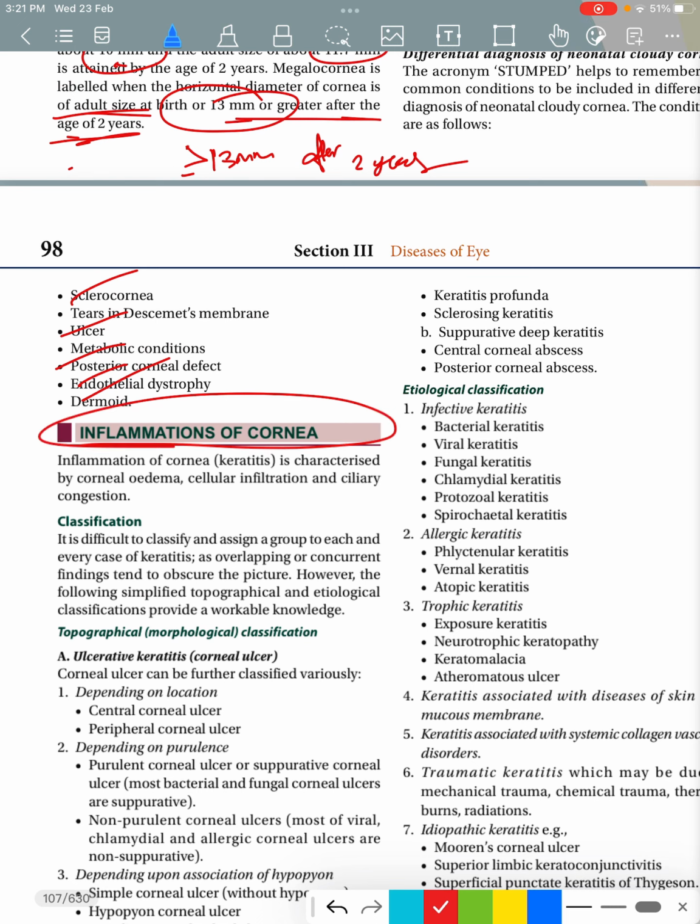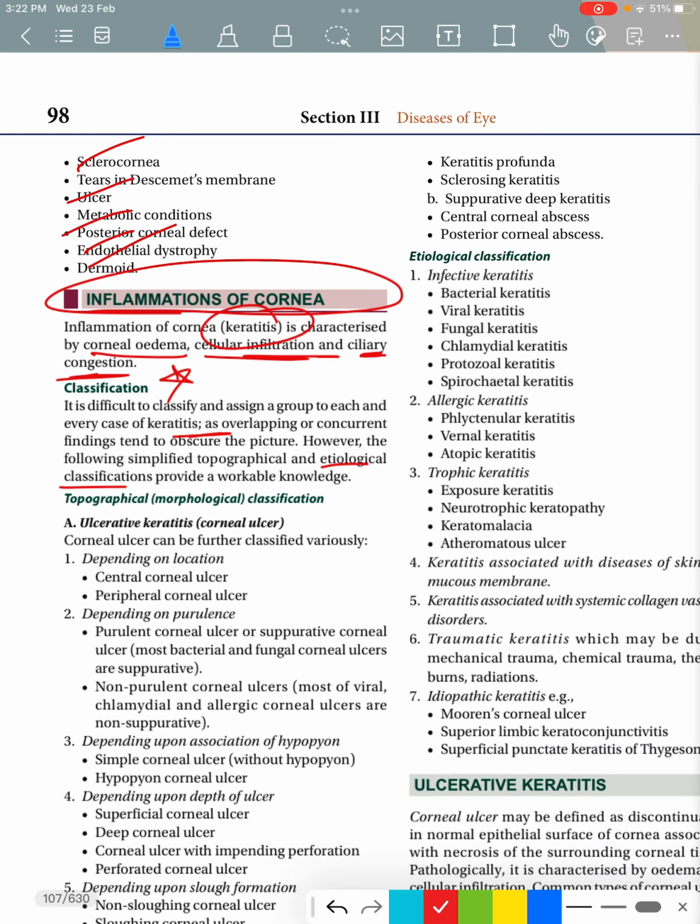The inflammation of the cornea is known as keratitis. This is characterized by corneal edema, a very important part. Corneal edema is seen in keratitis. Then cellular infiltration and ciliary congestion are also very important. It is difficult to classify each and every keratitis into a group, so you can classify based on etiological classification, okay.